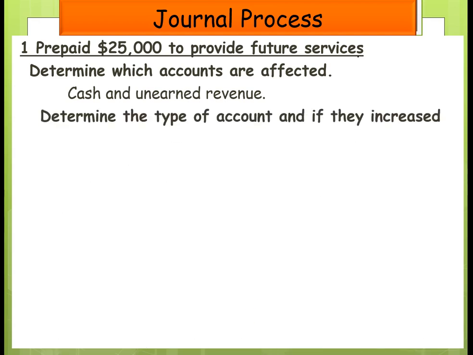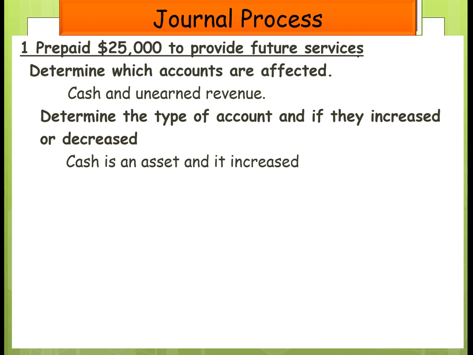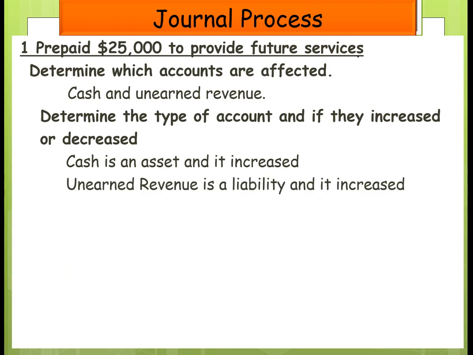Next, that's going to help us determine the type of account and if they increased or decreased. So, the cash is an asset and it increased because it went up. We received the cash. The unearned revenue is a liability and it also increased because now we have unearned revenue on the books. We didn't have it before we received the money.